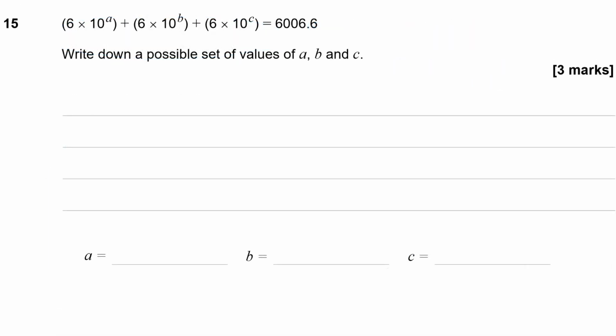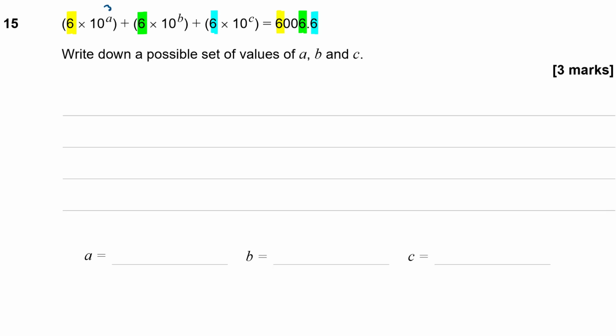Okay, we've got this rather strange calculation here, that 6 times 10 to the A plus 6 times 10 to the B plus 6 times 10 to the C gives us 6006.6. Write down a possible set of values for A, B and C. Now clearly each one of these 6's here is contributing one of the 6's in our final answer. Now actually I don't know which order it goes in, but it just says a possible set, so it doesn't matter which way round we do it. So in order for that yellow 6 times 10 to the A to give me 6,000, I'm going to need to multiply it through by 10 to the power of 3.